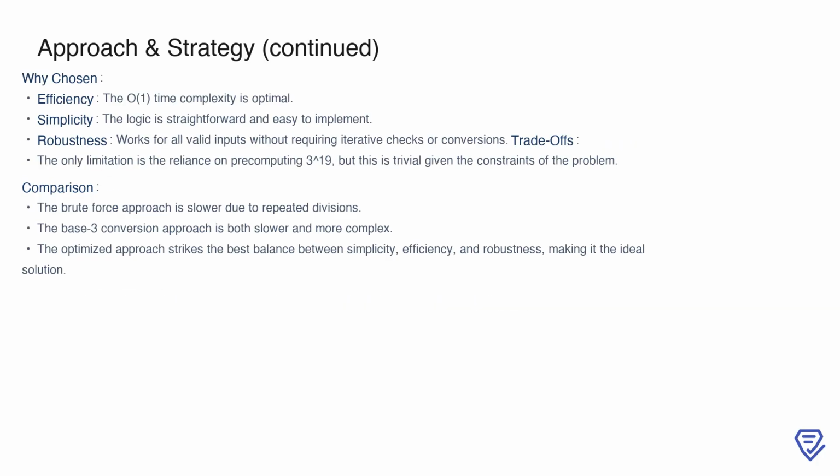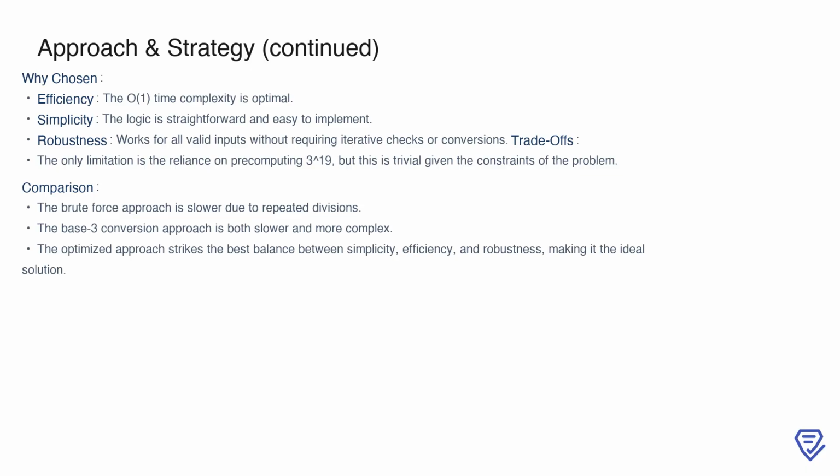The optimized approach, which uses the maximum power of 3, is the preferred solution for this problem. It stands out because of its efficiency, simplicity, and robustness. With a time complexity of O(1), it is the fastest method among the three. The logic is straightforward and requires only a couple of checks, making it easy to implement. Additionally, it works seamlessly for all valid inputs without requiring iterative computations or conversions. The only limitation is the reliance on the pre-computed value of 3 to the power of 19, but this is a minor consideration given the constraints of the problem.